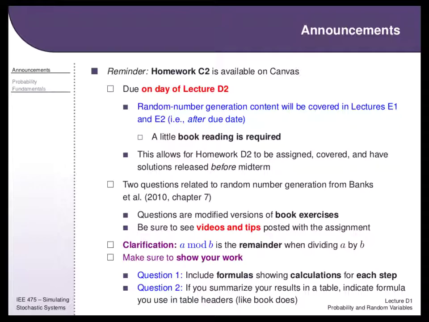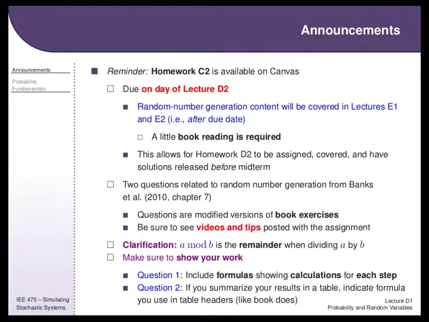So question 1 is very much plug and chug, but we want to make sure that you're plugging into the right formula. So make sure that you make that clear. And in question 2, it's going to be easy to use a table, which is kind of like how the book solves the problem. In that case, you can put your formulas in the rows of the table, like over on the side.